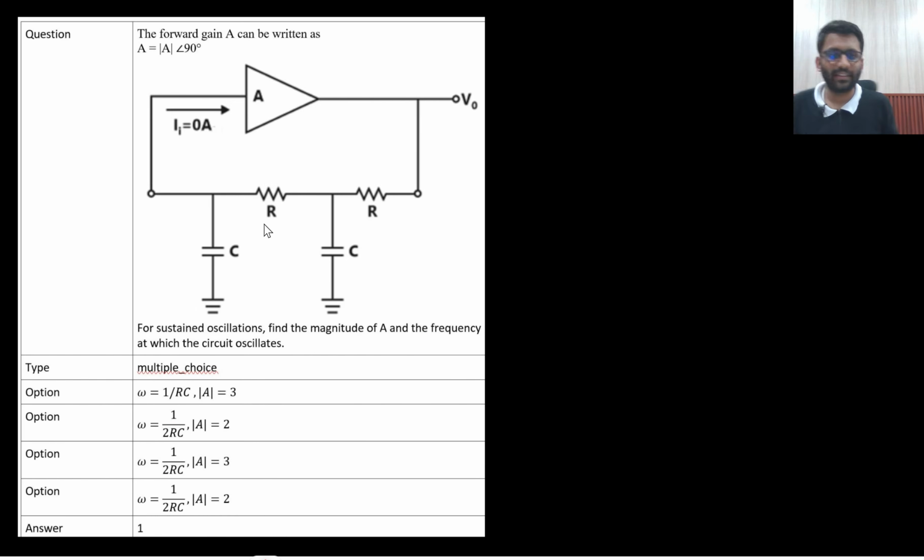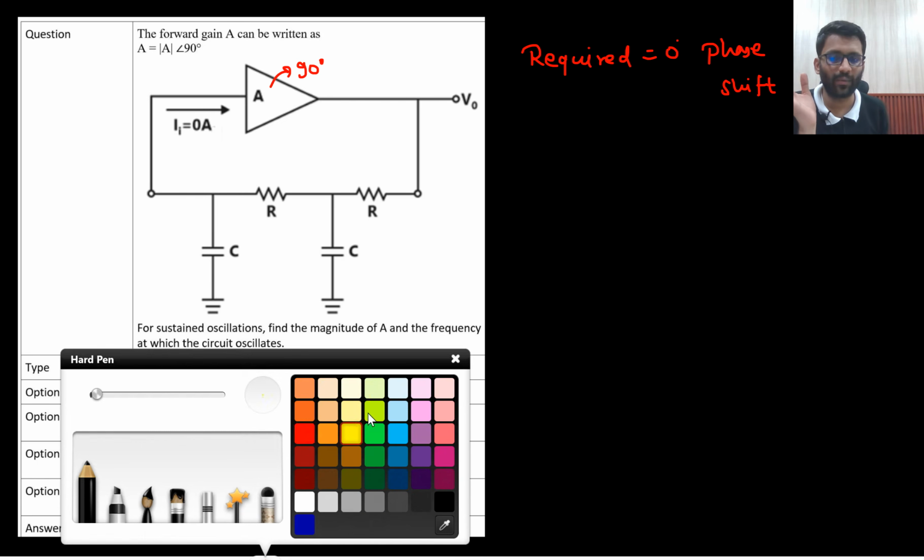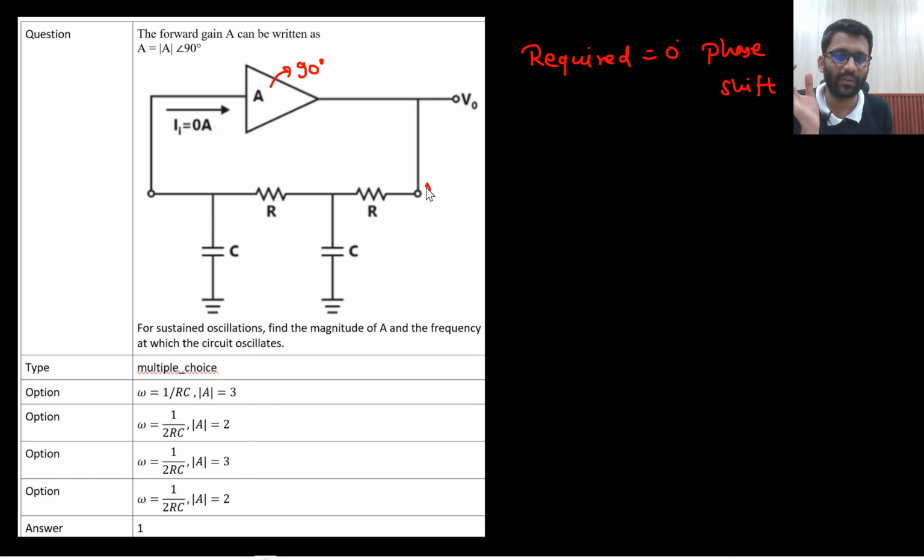Okay. Let's see this problem. Here the core concept of an oscillator will be used. You should know what an oscillator is. This is providing you a 90-degree phase shift. And in an oscillator, you require 0-degree phase shift. This is giving you 90-degree phase shift, so another minus 90 you can get from here. You need minus 90. This question I framed on my own only.